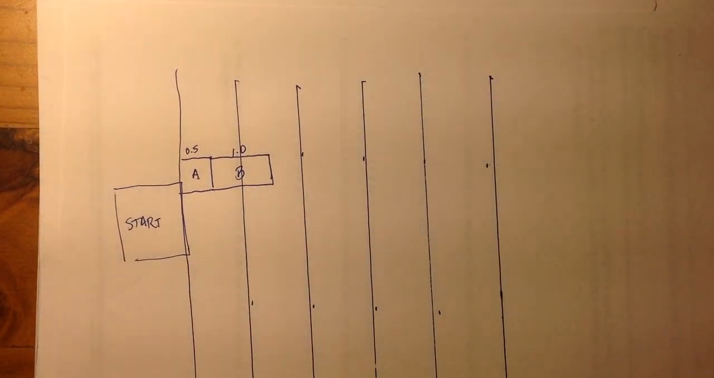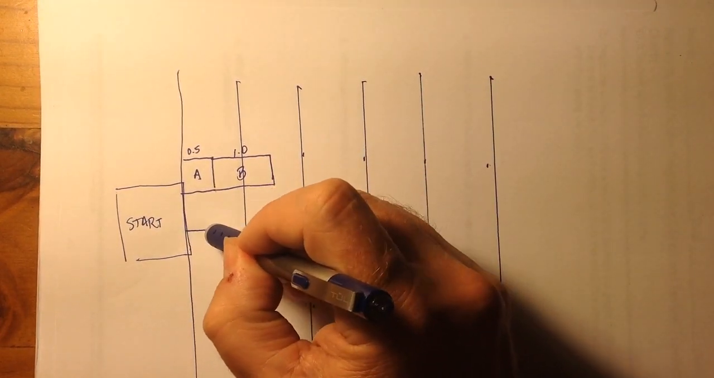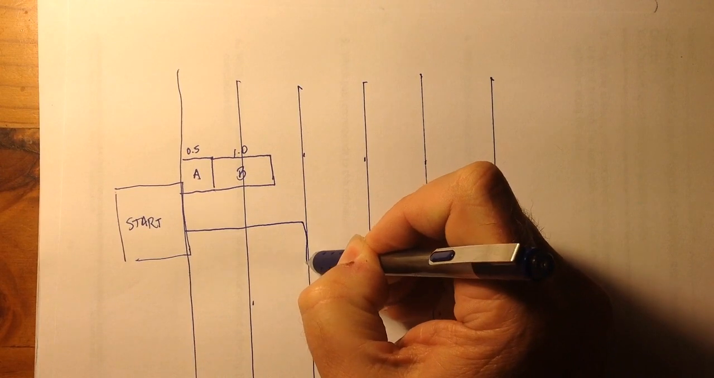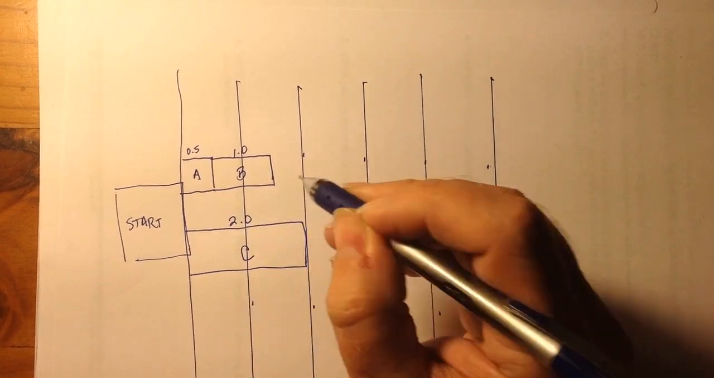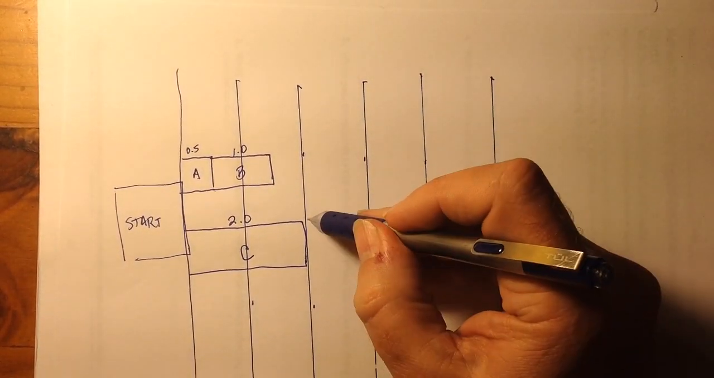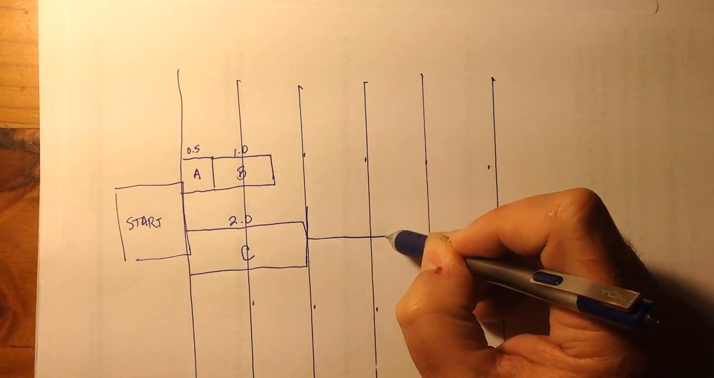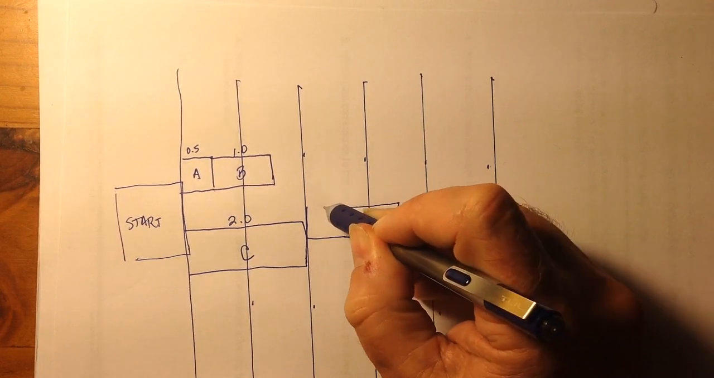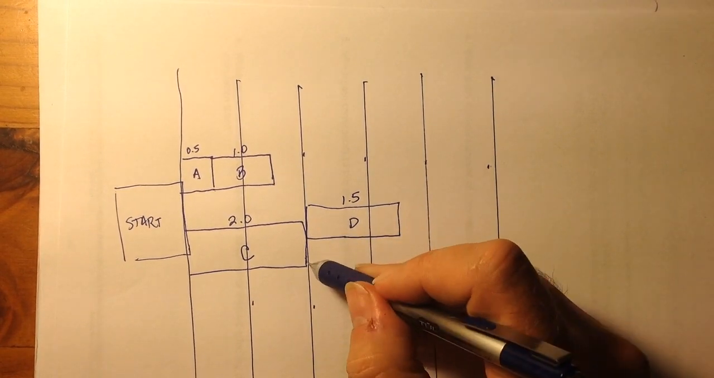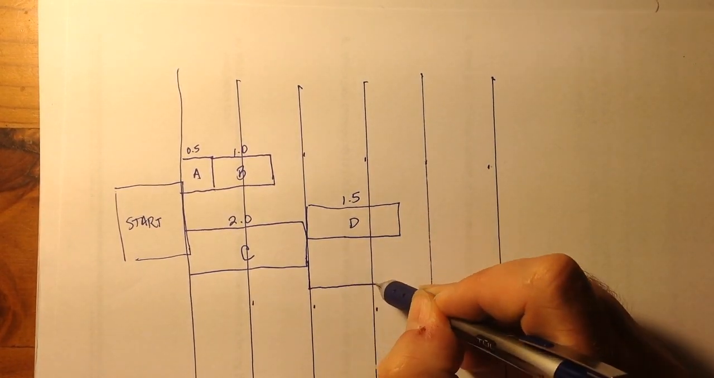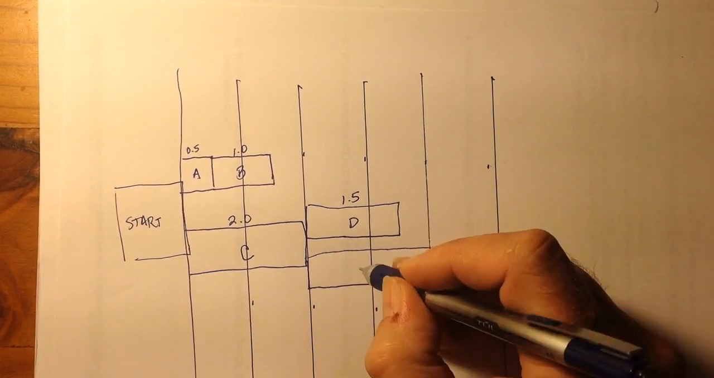1.0. Activity C will take 2 hours. C is going to be 2 hours. And then coming after that will be activity D, which takes 1.5 hours. Activity D, 1.5. And then the activity E, which will start after activity C, and that will take 2 hours.